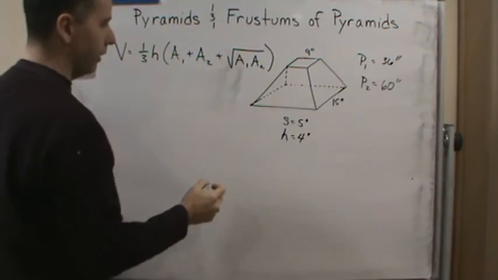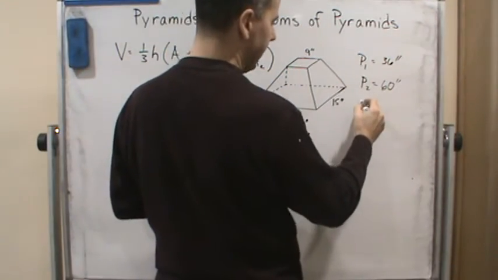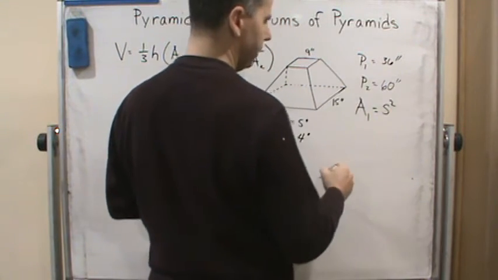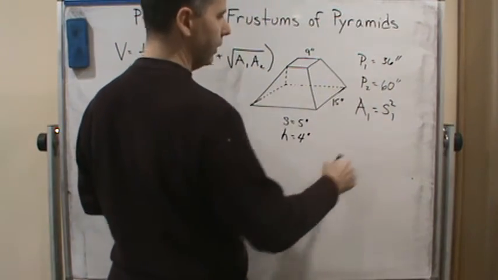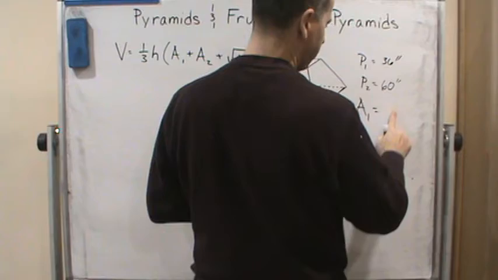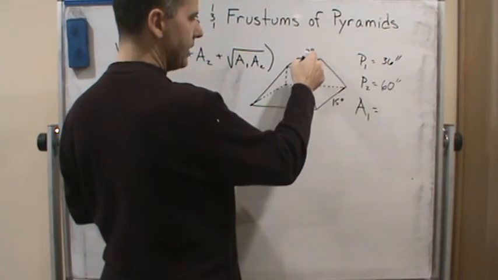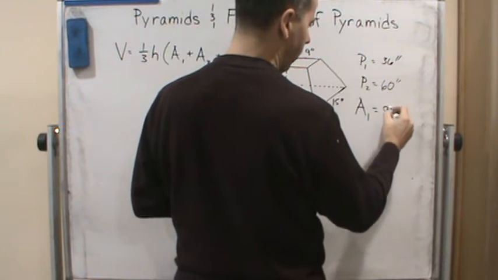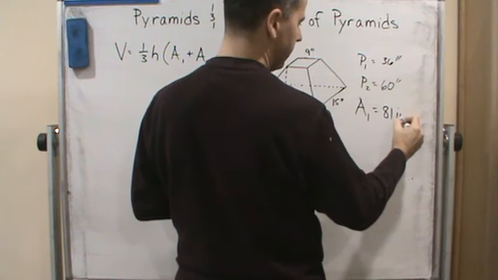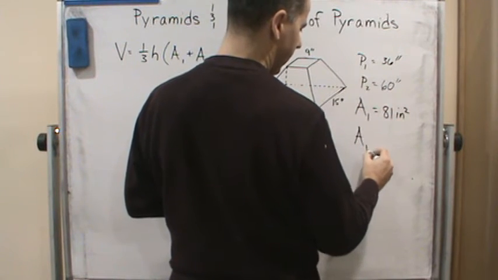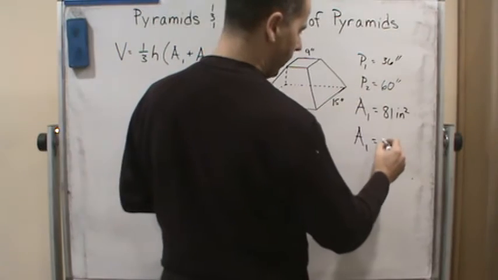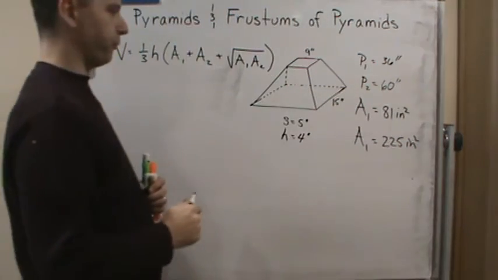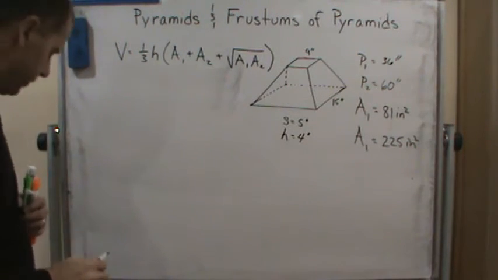How do we find the area of the top base? That's easy, it's the area of a square, so S squared, or S1 squared if you want. We don't want to use S because that's used for slant height. The area of the top base, a square, is 9 squared, which is 81 square inches. And the area of the bottom, also a square, is 15 squared, which is 225 square inches.